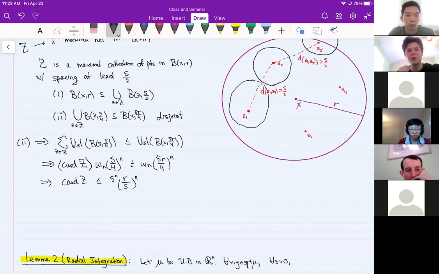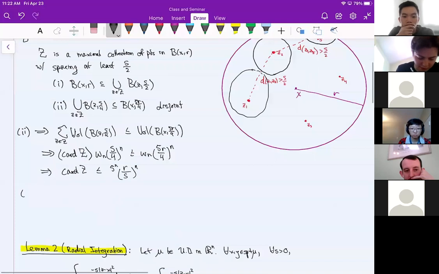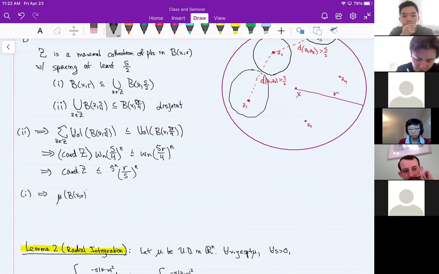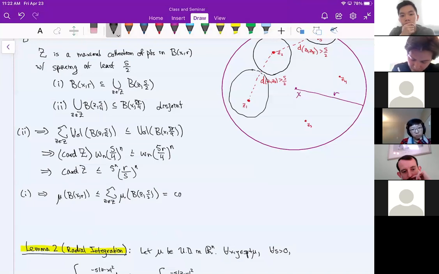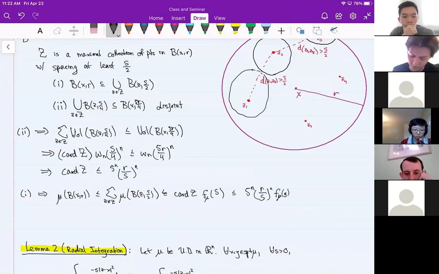And then here, I can use condition 1 and apply mu, the uniformly distributed measure I'm interested in, to both sides of condition 1, and I get mu of B(x, r) is less than or equal to the sum over z of mu of B(z, s/2), which is equal to the cardinality of Z times something less than f mu of s, which is less than or equal to 5^n (r/s)^n f mu of s. And so that finishes the proof.